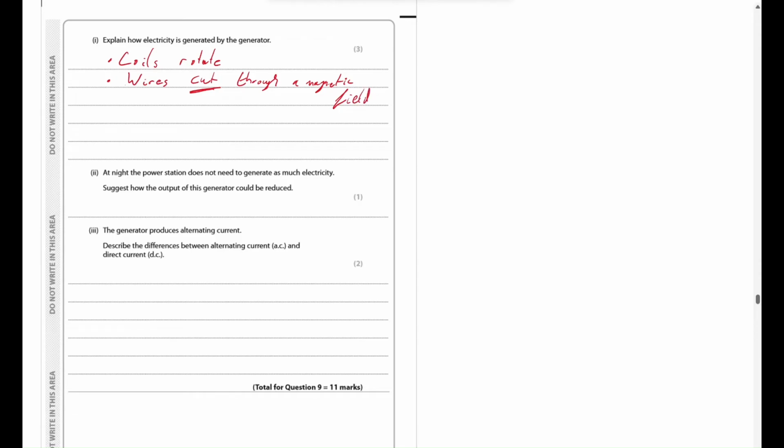Okay, what does this do? It induces a voltage. And if you've got a voltage across a wire, you're going to have a current. But talk about inducing a voltage. 3 marks. Okay, if we want to reduce the amount of electricity we're generating, we're going to want to probably spin it slower.